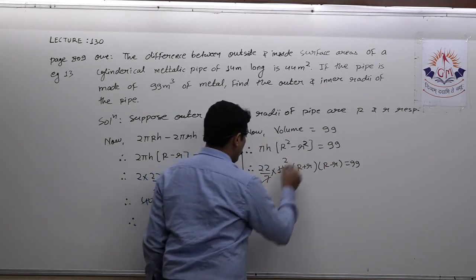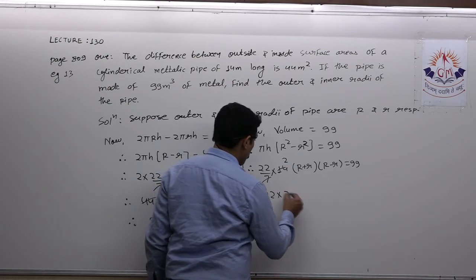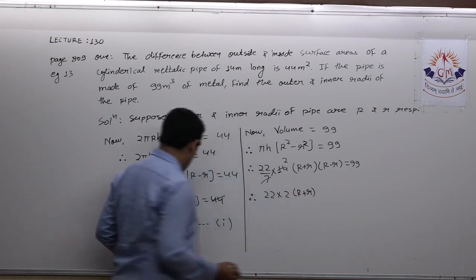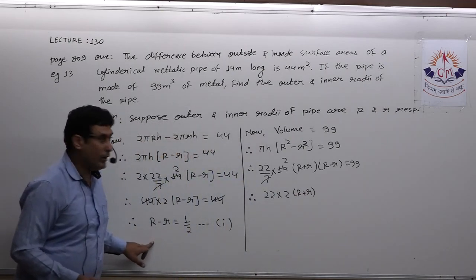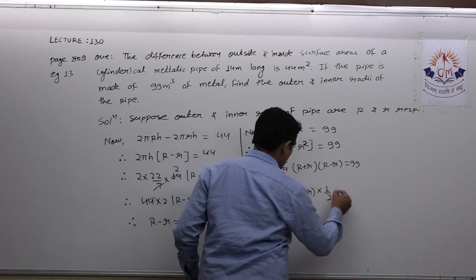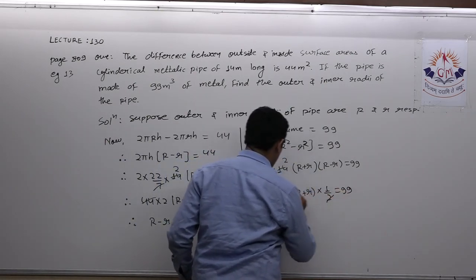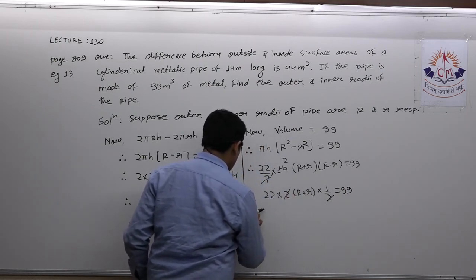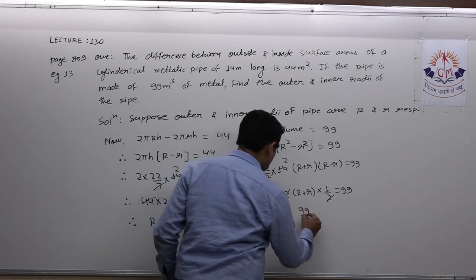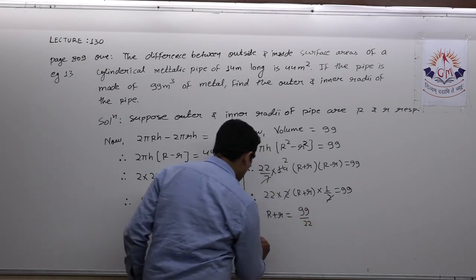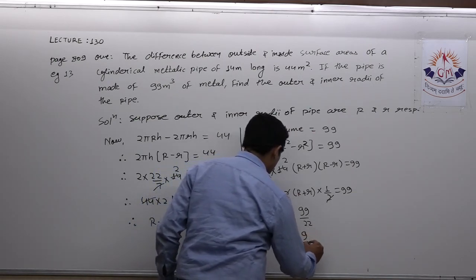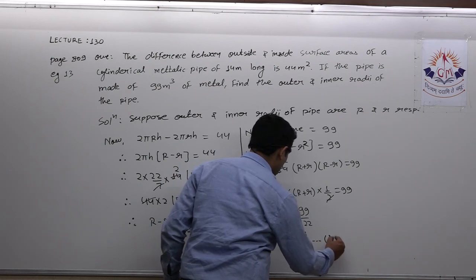This 7 2s are 14, 22 into 2. Now capital R plus small r remains as it is, but at the place of capital R minus small r I can take 1 by 2, is equal to 99. This 2 and 2 again cancel out. So here I can say capital R plus small r is equal to 99 upon 22. I can cancel numerator and denominator by 11. So I will get 9 by 2. This is equation number 2.